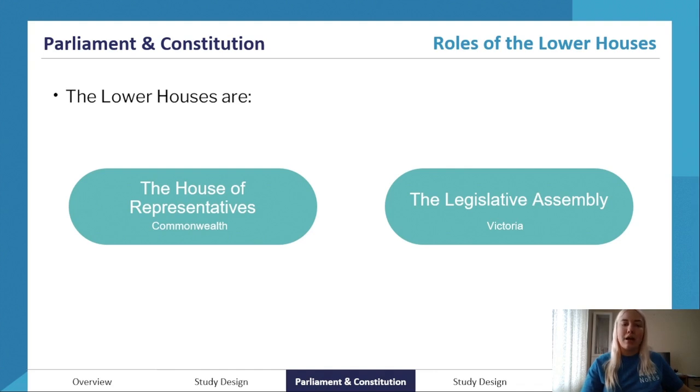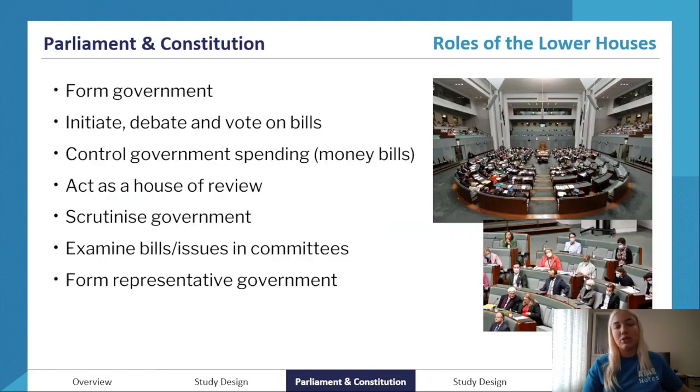So roles of the lower houses. We said we need to know these roles. They're accessible. So remembering again that at Commonwealth level, this was the House of Representatives, and in Victoria, this is referred to as the Legislative Assembly.